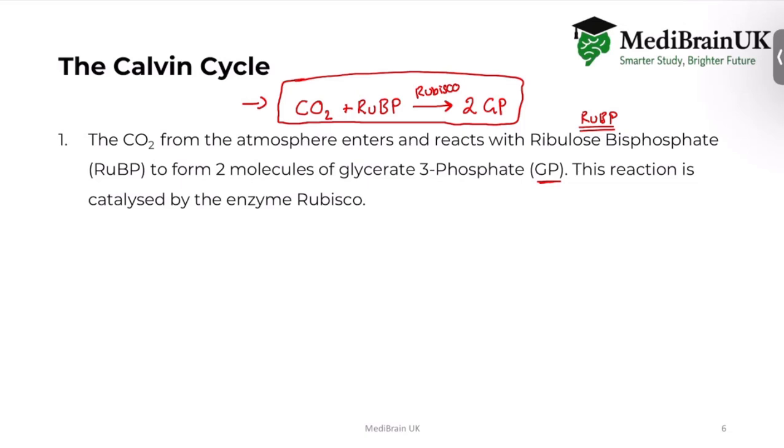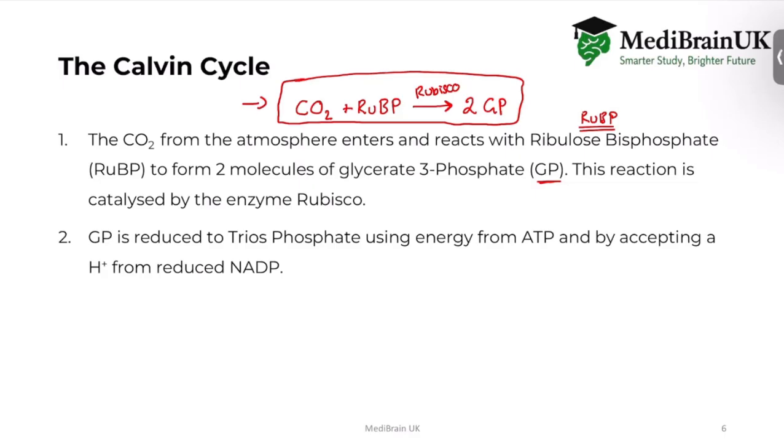Now, the second stage of this reaction says GP is reduced to triose phosphate. Because GP is reduced to triose phosphate, this is obviously going to require energy, and this is where the ATP comes into play. It uses the energy from ATP, and it accepts the hydrogen from reduced NADP.